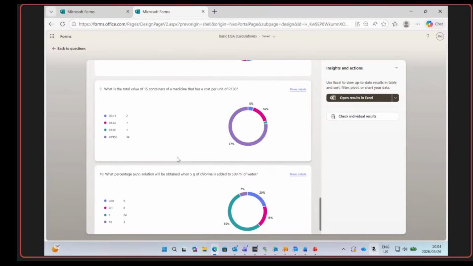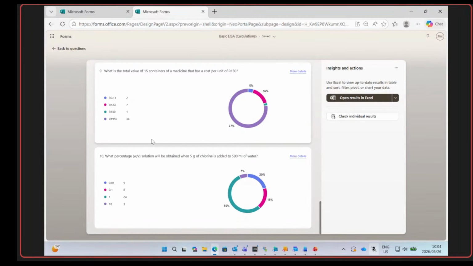Okay. And number 9, what is the total value of 15 containers of a medicine that costs 130 rands? This is a simple calculation. You're going to take 15, multiply it by 130. You are going to come to the answer of 1,950 rands. I see a lot of you have got the answer correct. 77% of you have got it correct. There are 2 people that have responded 0.11. 7 people have said 8.66. 1 person has said 130.